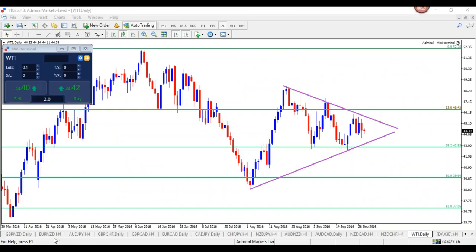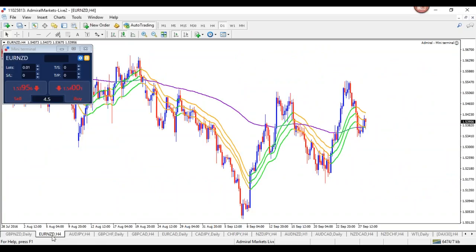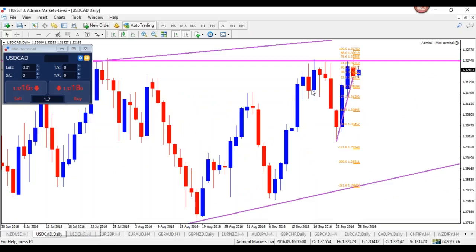Otherwise, anything else, folks? I don't have anything in mind that I wanted to show you, but oh yeah, the dollar CAD. We were talking about the dollar CAD. Oh, the Aussie still, sorry. Let's take a look at those.